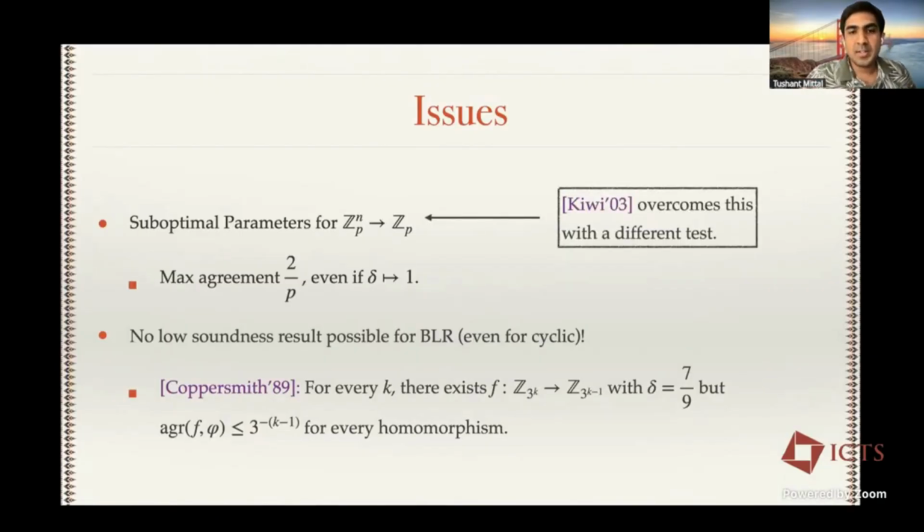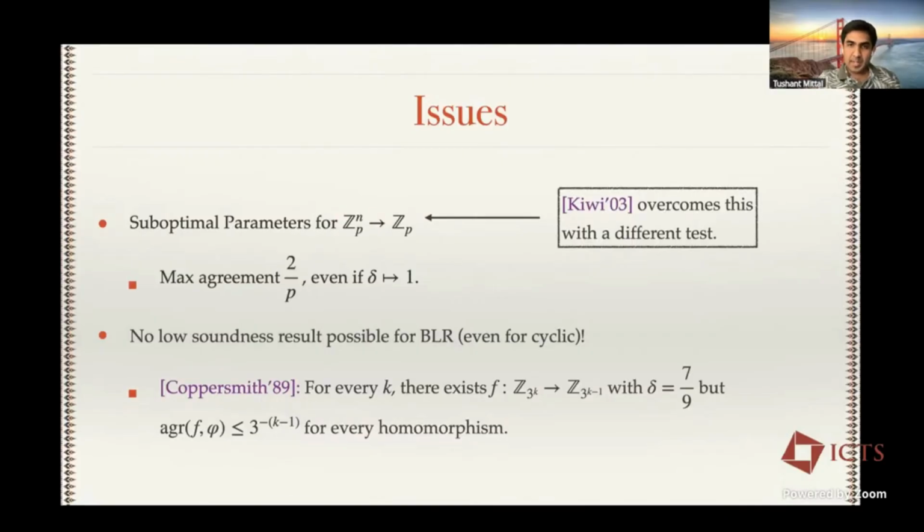And Kiwi, in very interesting work, defined a new test for the case of Z_p^n to Z_p. Right. So he just modified BLR a bit. And he actually also proves it for some families of linear codes that are subcodes of this. But with that, he could fix the first issue. But we have this open question for a very general setup. How do we design tests for some other groups?